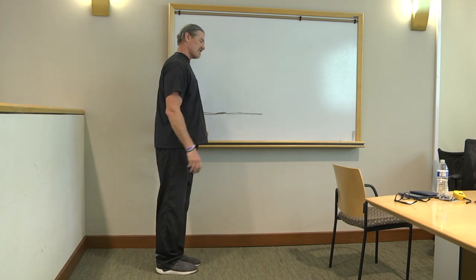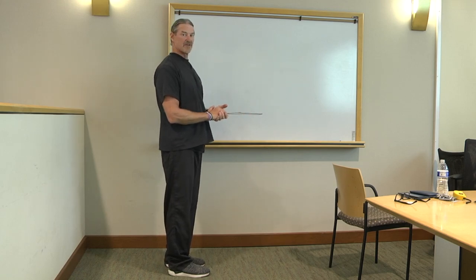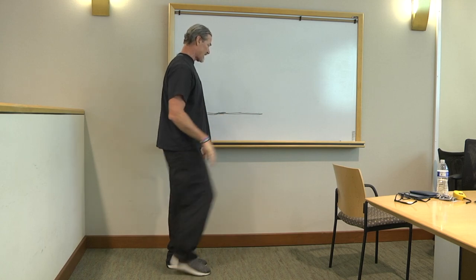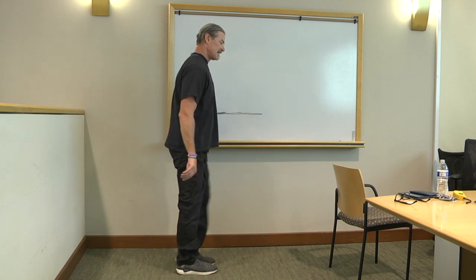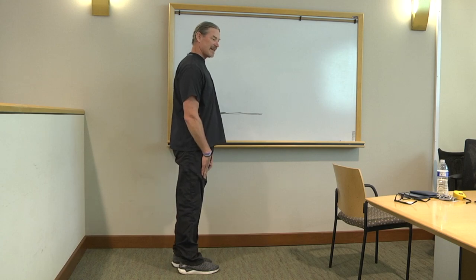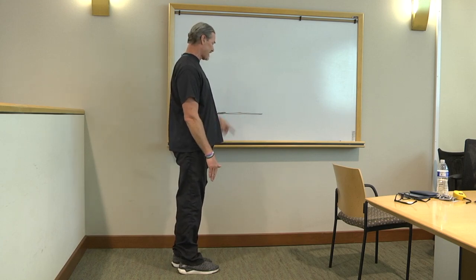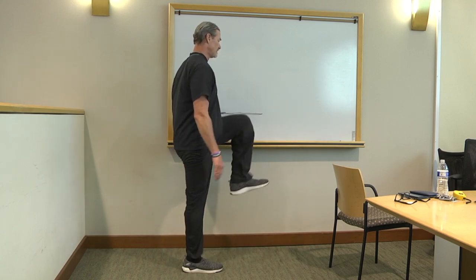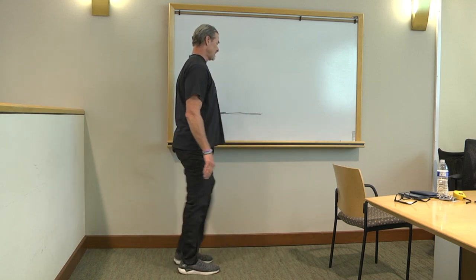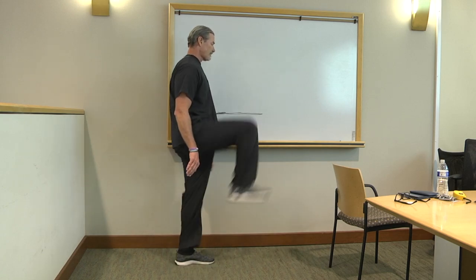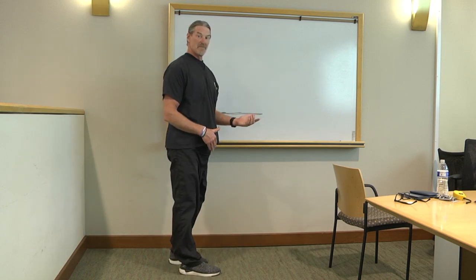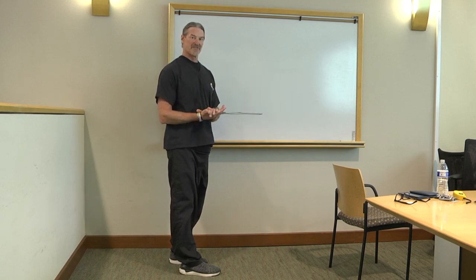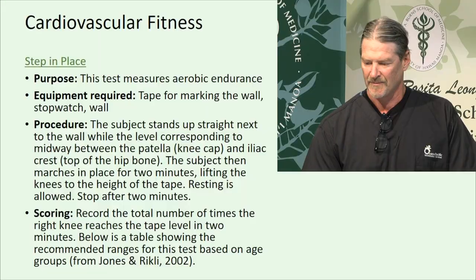And what you're going to do is start your stopwatch or your phone, and you're going to do it for 2 minutes. And we're going to go up. Every time your right leg makes it up to that mark, you can alternate right and left, but every time your right leg makes it up to that mark, you count it. So it's going to be one, two, three, four, and so on for 2 minutes. Then you tally your score, and then we'll look at the results and see where you line up.